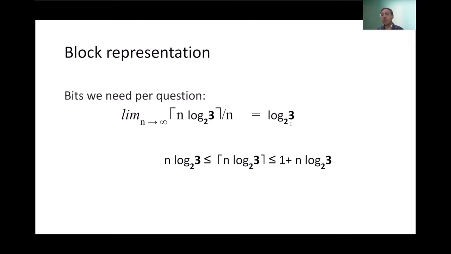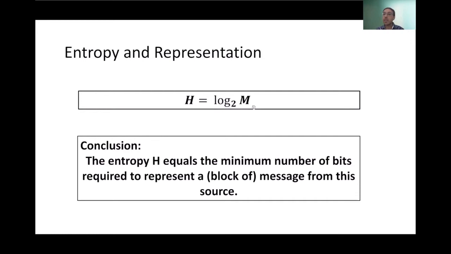Now, this is the interpretation of Shannon's entropy without this ceiling. It equals the minimum number of bits you need to store or represent a block of messages or a block of answers.